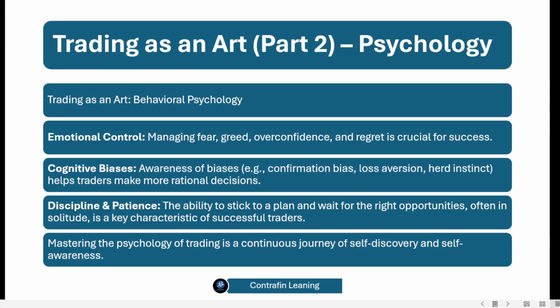And part two is trading psychology. Behavioral psychology and emotional control: managing fear, greed, overconfidence, and regret is crucial for success. Cognitive biases: awareness of biases, for example confirmation bias, loss aversion, and herd instinct, helps traders make more rational decisions. Discipline and patience, the ability to stick to a plan and wait for the right opportunity, often in solitude, is a key characteristic of successful traders. Mastering the psychology of trading is a continuous journey of self-discovery and self-awareness. It seems more spiritual, and traders are more spiritual than anyone, like spiritual thinkers.